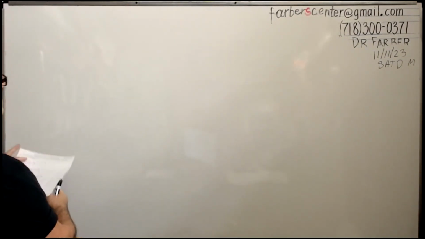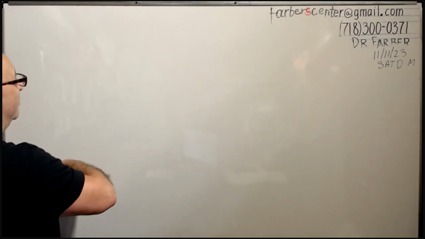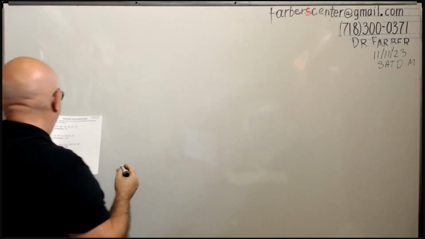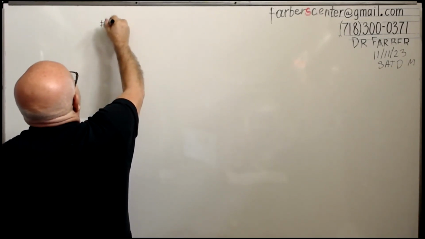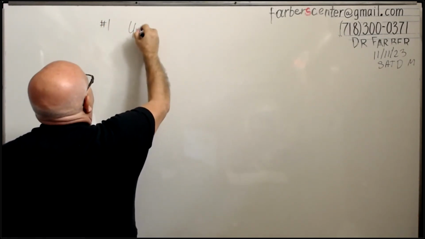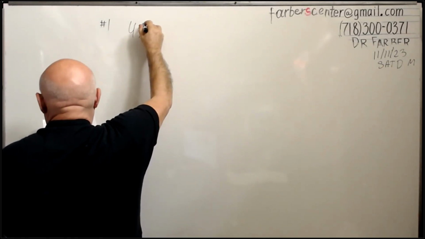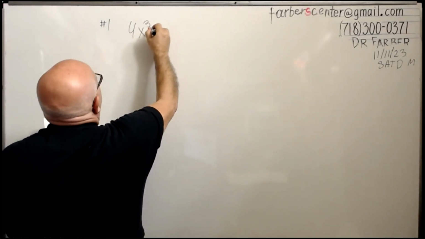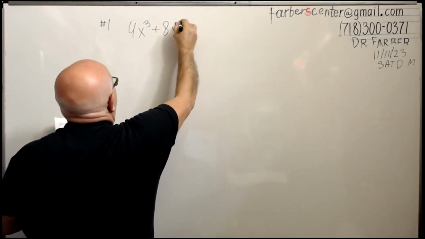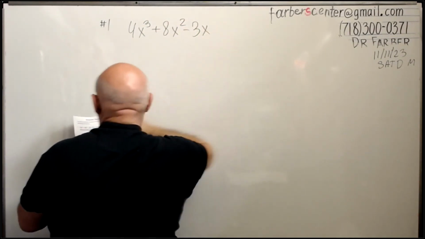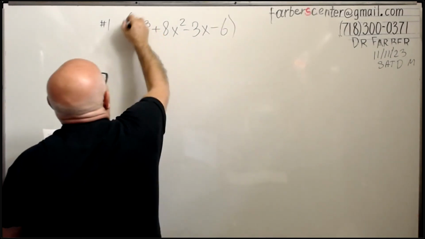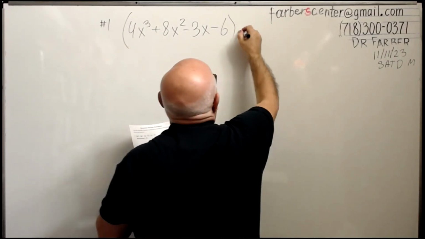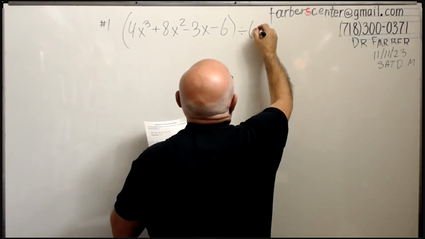Let me apply our knowledge to use this in three different ways. For instance, they ask you to find the remainder, number 1. When you have 4x cubed plus 8x to the second minus 3x minus 6, and you have to divide it by x plus 2.